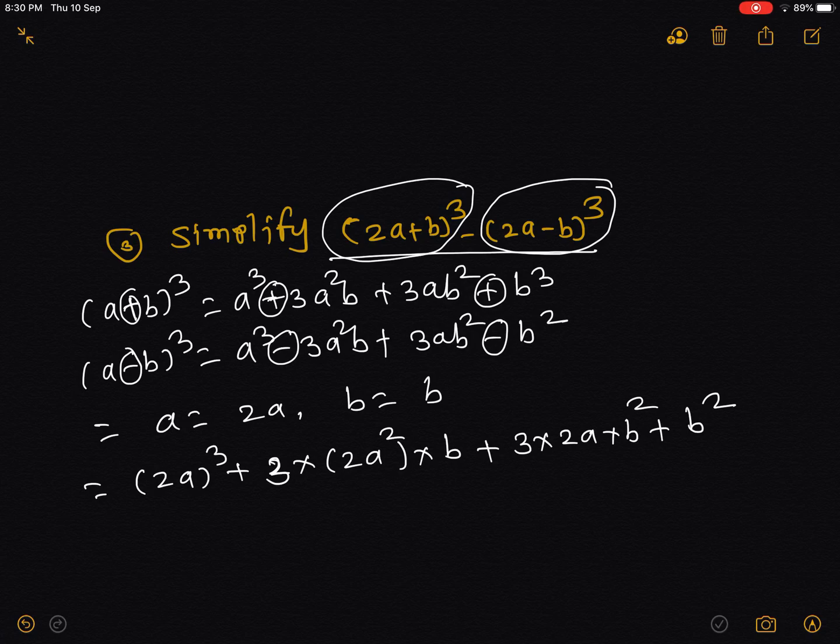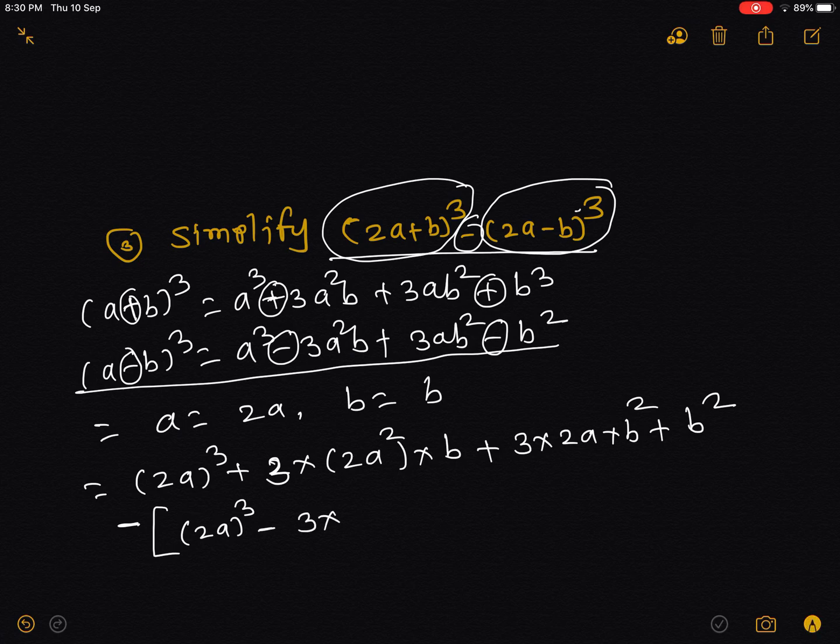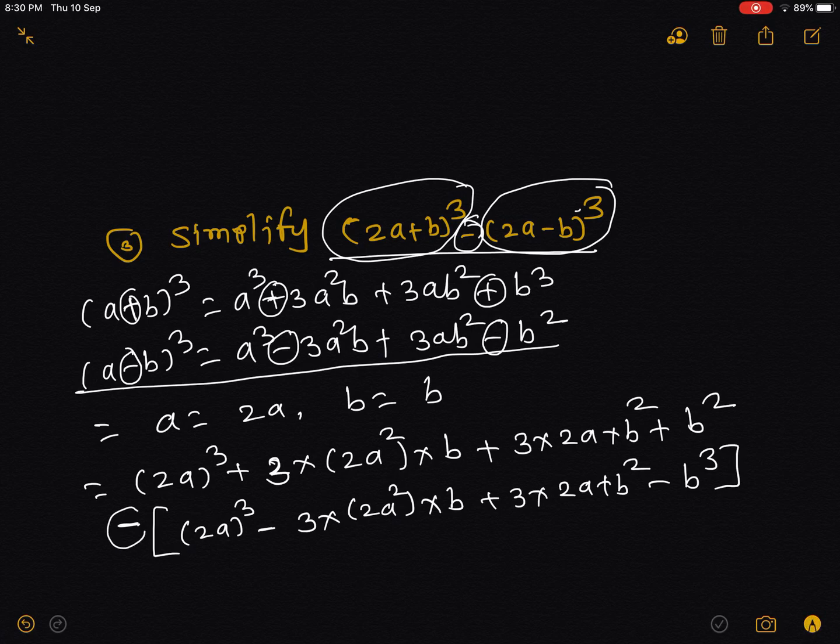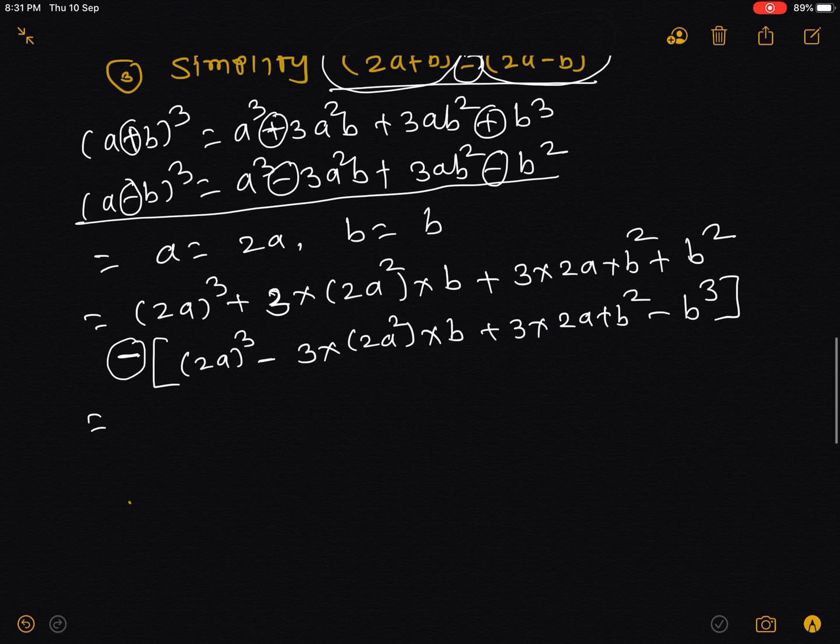See this, the middle sign is minus, so we take minus into this big bracket. For the expansion of the second bracket, we use the second formula. a³ is (2a)³, minus 3, a² is (2a)² into b, plus 3 into 2a into b², minus b³. The bracket is complete. In these two expansions, the middle sign is minus. Here we write minus. Then the next step starts from here.